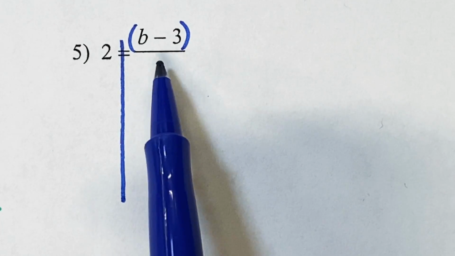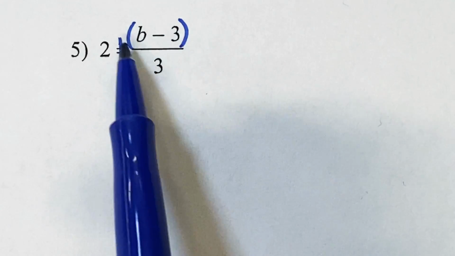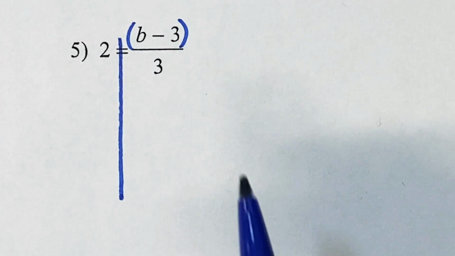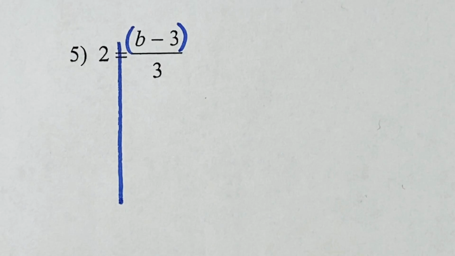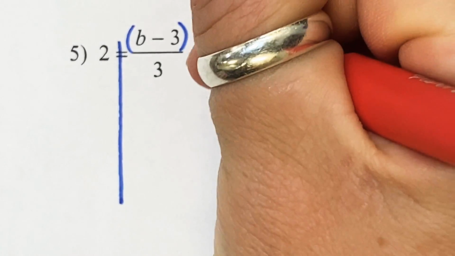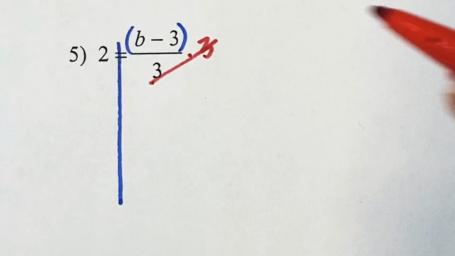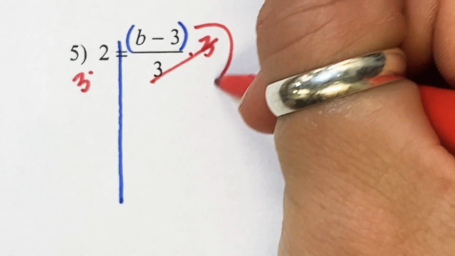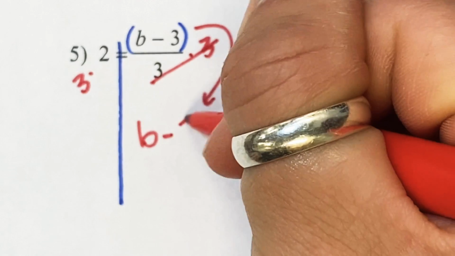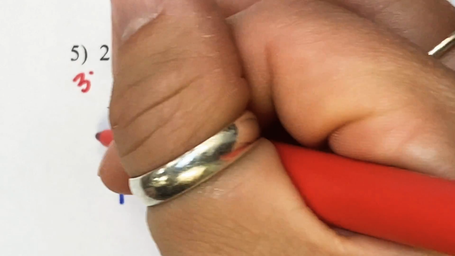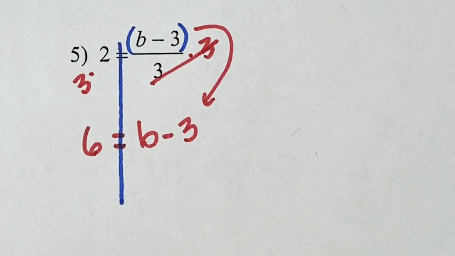It's this divide by 3. This b minus 3, that's all connected on top. So we have to get rid of this denominator first, which means divide by 3. What is the opposite of divide by 3? How do we get rid of that? We multiply by 3. That cancels. Have to do the same thing to both sides. So now we bring down our b minus 3 equals 3 times 2, 6.